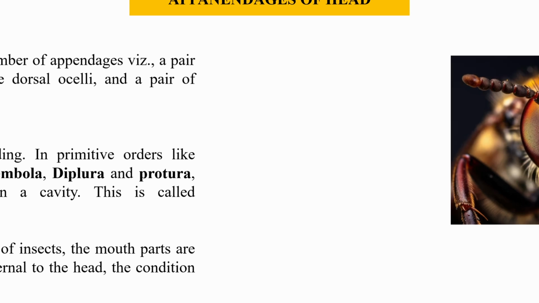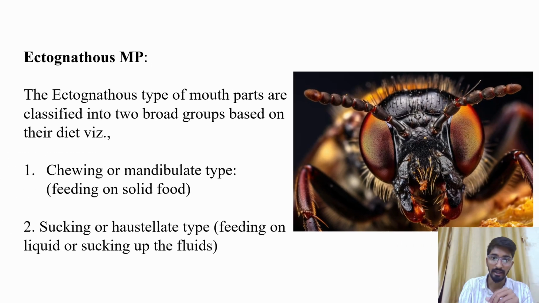And this is an ectognathous mouth part, where it is a head, but the mouth parts are present external to the body, not within the body cavity, but external to the head. Ectognathous mouth parts are broadly classified into two types based on the diet they feed on. One type is chewing and mandibulate type, which feed on solid food, and sucking and haustellate type, which feed on liquid food or suck up fluids from the plant.